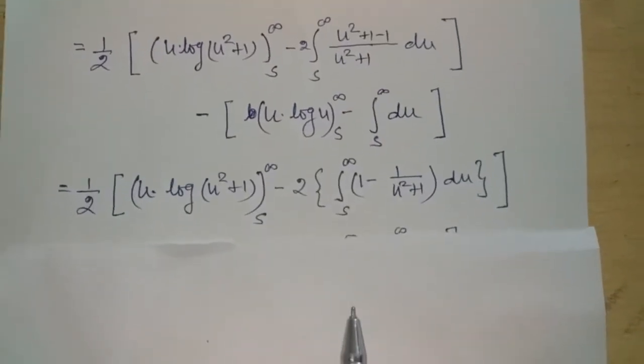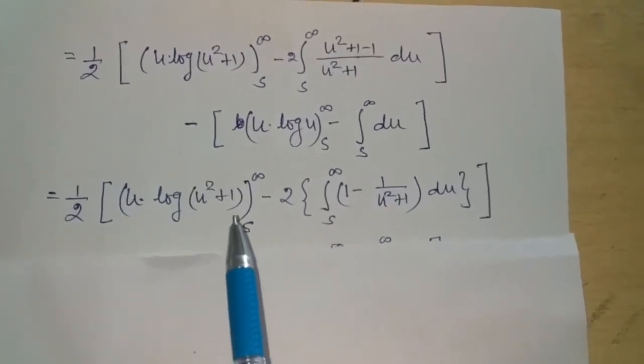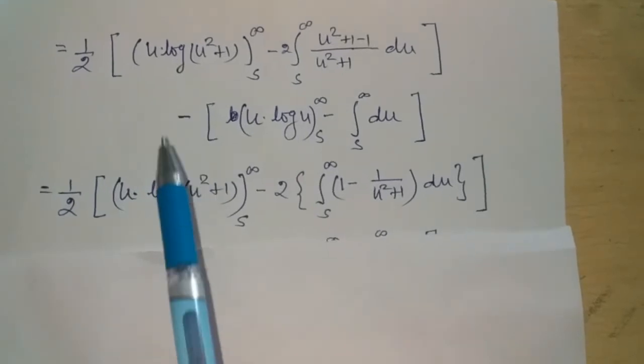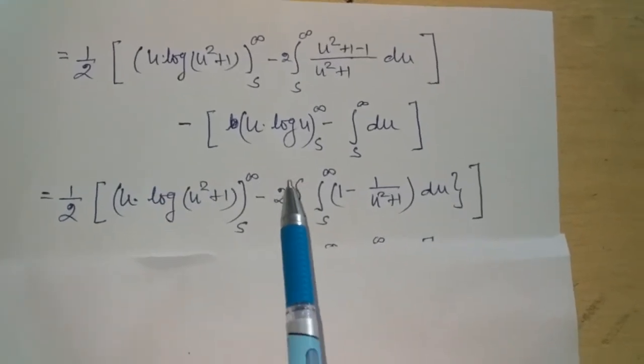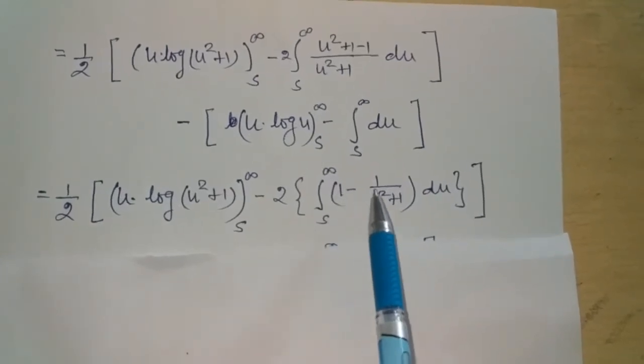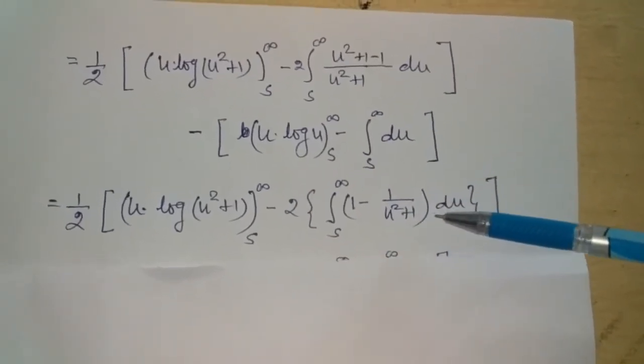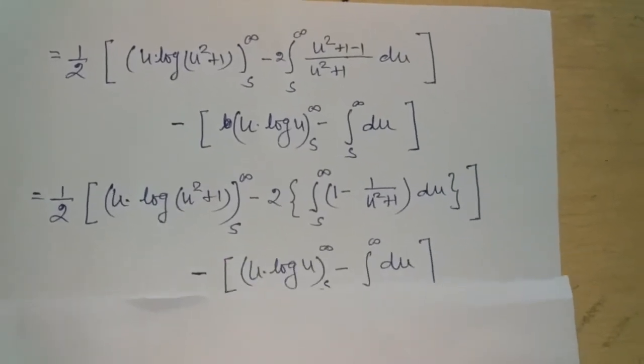So the next step is 1 by 2 u into log of u square plus 1 from s to infinity, we write as it is, minus 2 into, we separate the LCM and we get 1 minus 1 upon u square plus 1 du, and the rest of the terms are as they are.